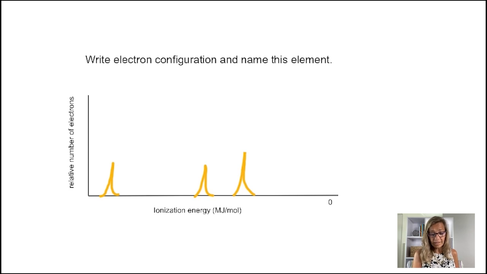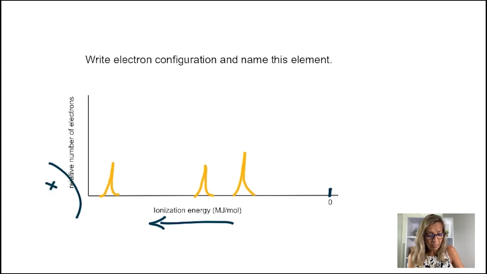Let's see if we can write the electron configuration. Well, first I have to figure out which end is the nucleus. Well, here's my 0 mark, and ionization energy is increasing to the left. And so closest to the nucleus, it's going to be right here. I'll just put some protons in there so you can recognize the nucleus. So what orbital do we come to first? It's got to be the s orbital, so that height would represent 2 electrons.